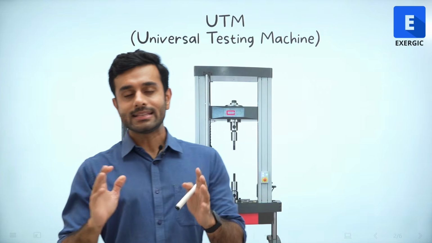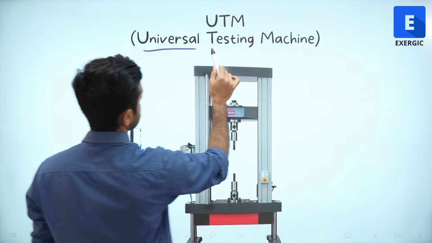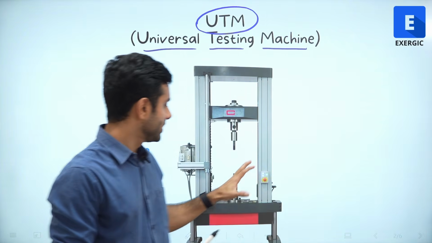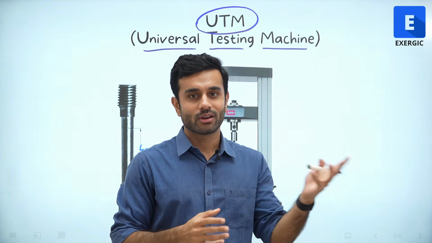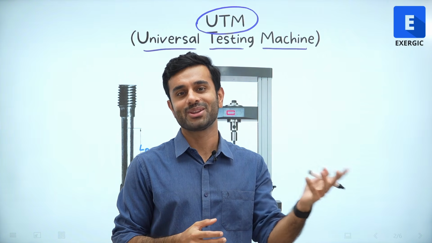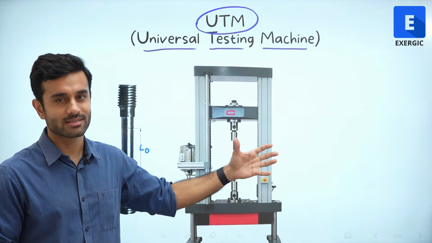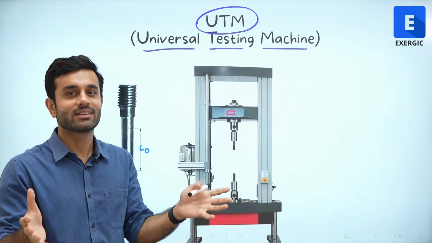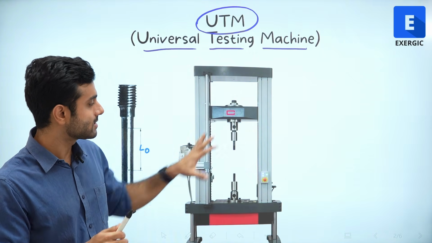Got it? So the tensile test is performed on a machine like this. This machine is called the Universal Testing Machine, in short UTM. I'm sure you would have seen some version of this machine in your college lab. If you are a mechanical engineer and you did your lab assignments, you would have seen a machine like this. Different versions may not look exactly like this. There are different colors and sizes in which this is available, but this is the general shape.